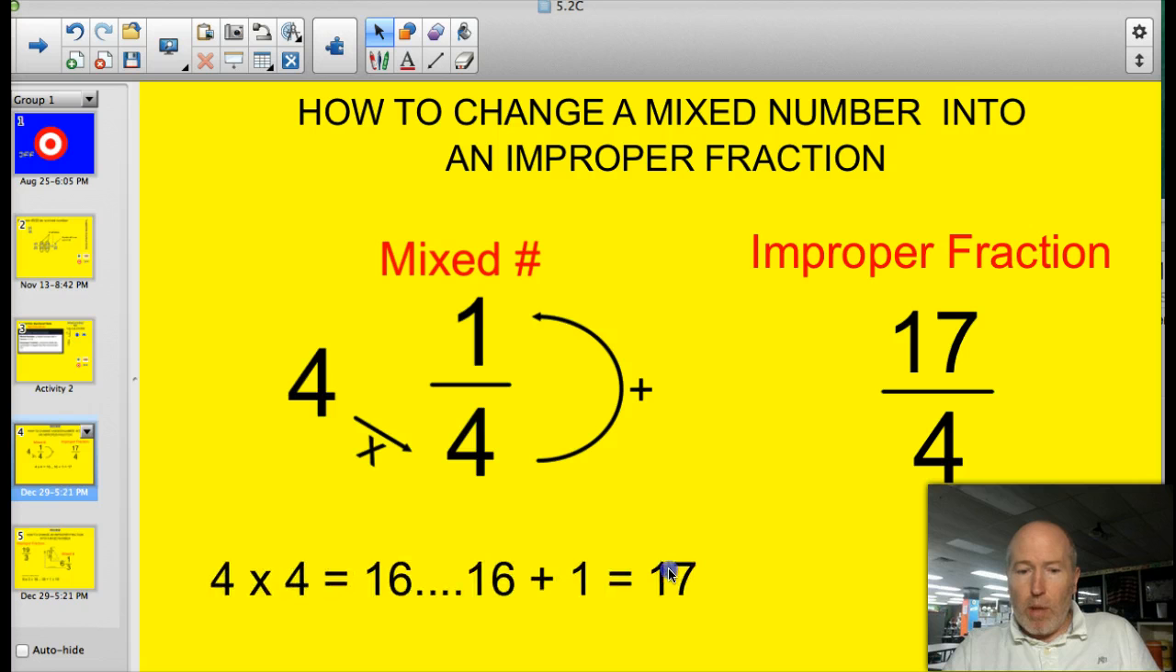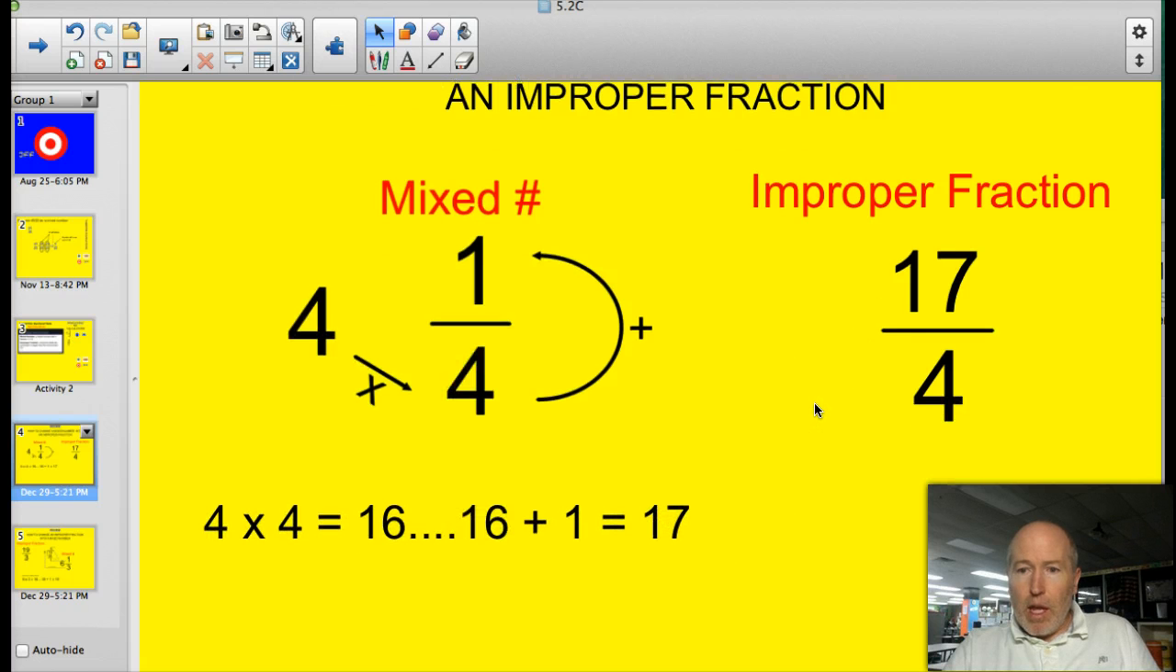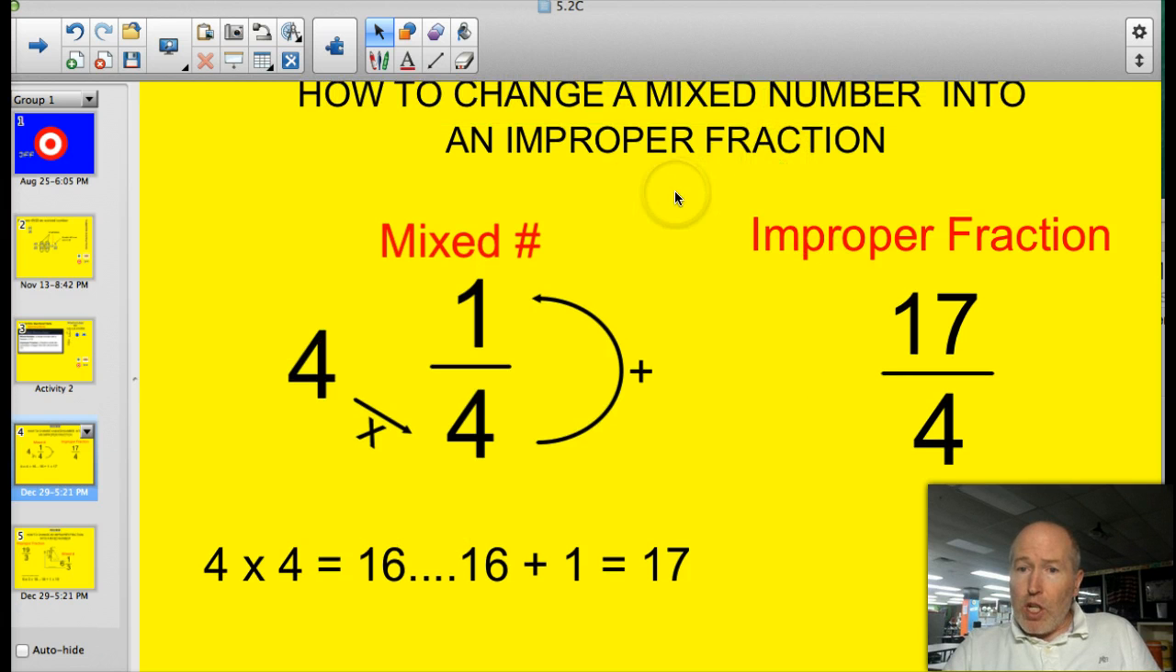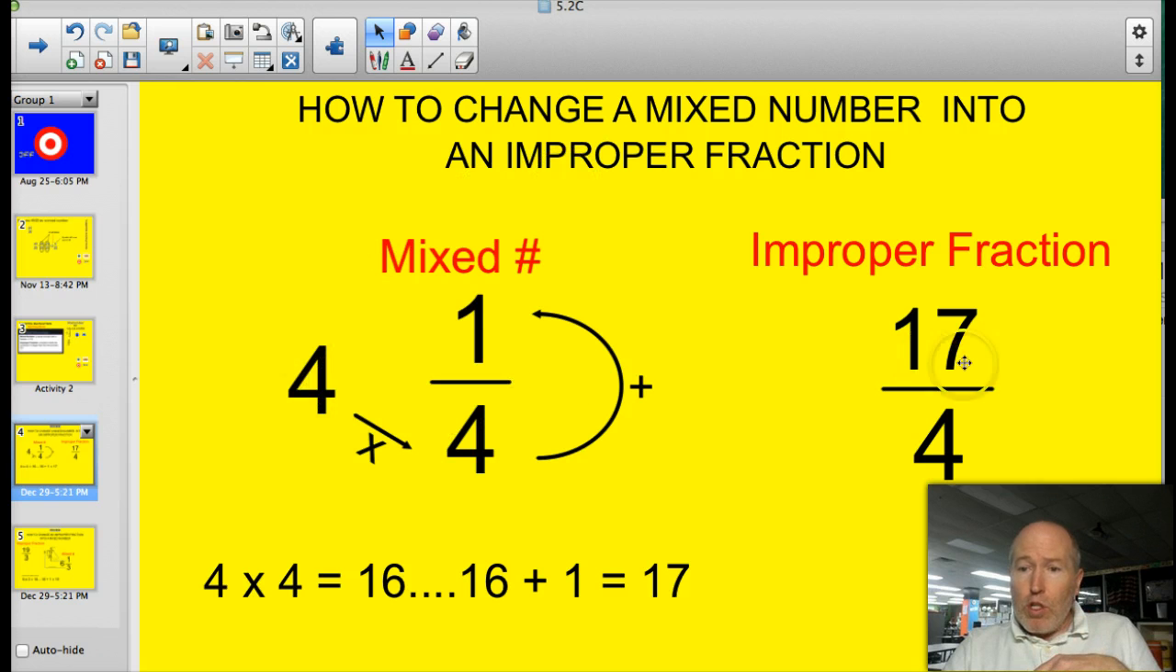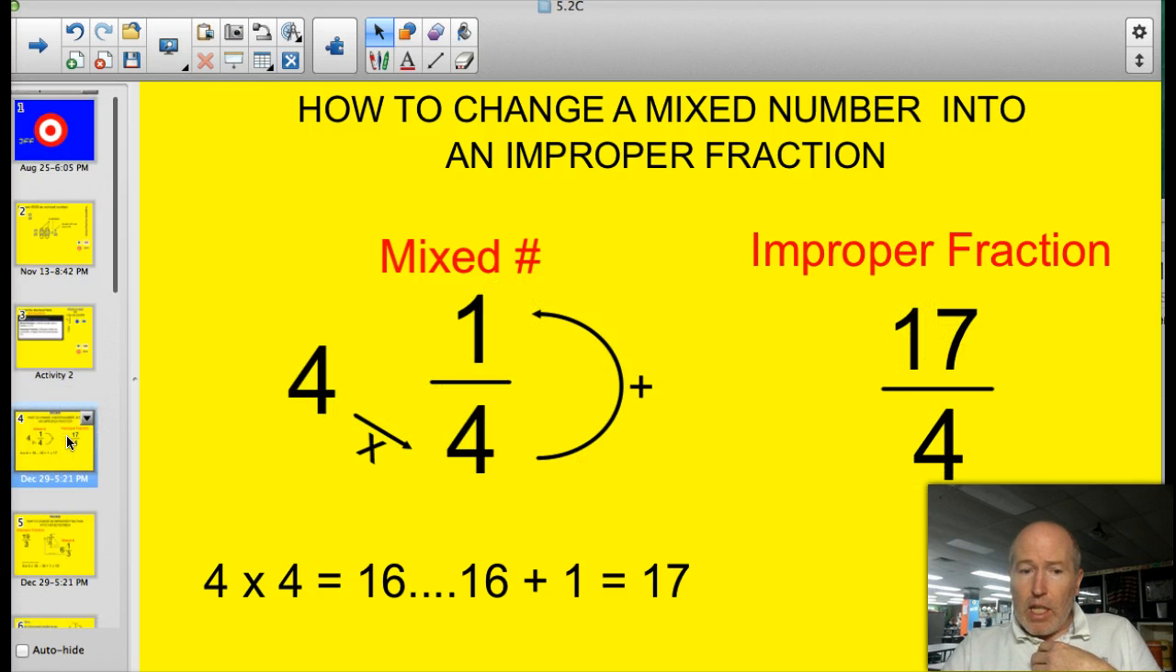I'm going to slide that over, make sure my picture's not in the way, and move it up a little bit. Okay, 17/4. So that's going from a mixed number to an improper fraction. Multiply, add, 17/4. Okay, let's take a look at another one.